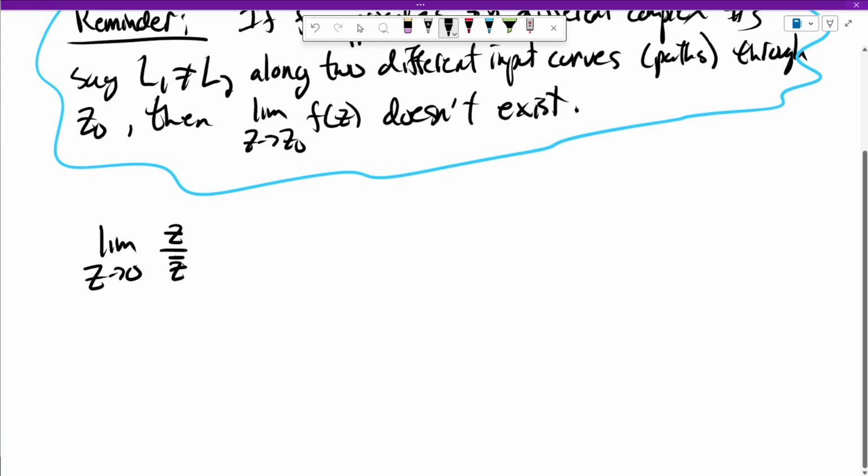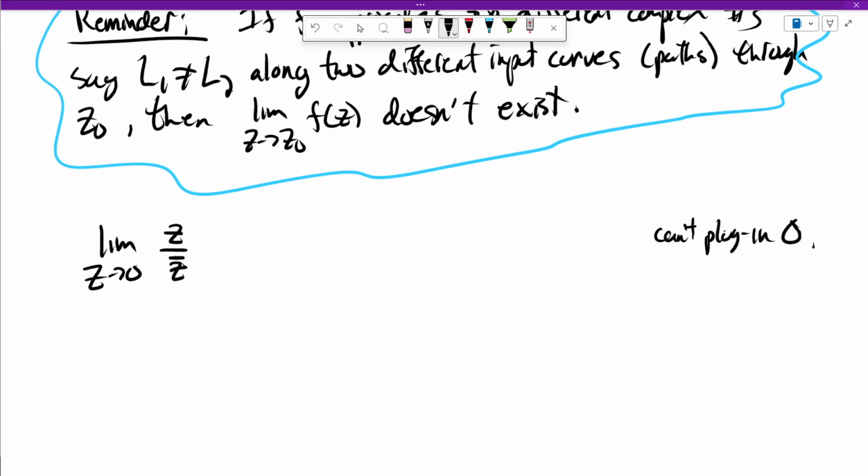Now the general rule is if your functions are nice enough and you can just plug in 0, you plug in 0. Can't plug in 0. Our functions are nice, but we can't plug in 0 here. So what we're going to do is approach 0 along two different paths and see if we can learn something.